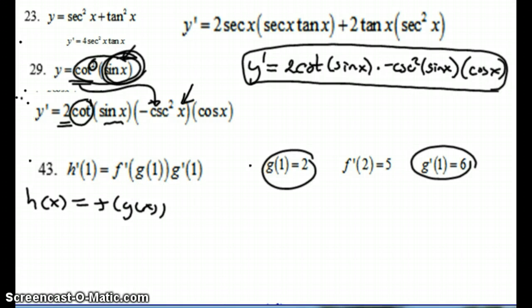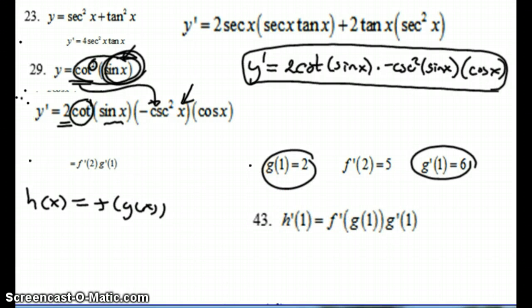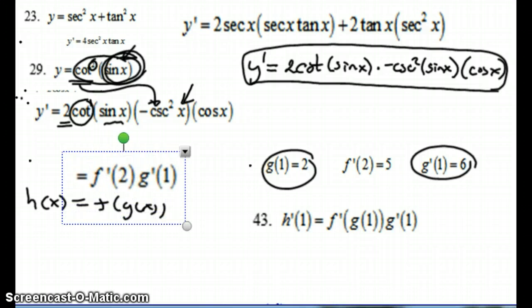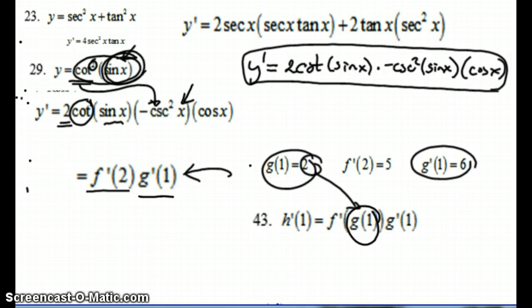The reason I looked for f prime of 2 is that, well, if g of 1 is 2, then what I really end up with is this. F prime of 2 times g prime of 1. Just making substitutions with the values I got. So I could substitute a 5 and a 6 and get 30 as my final answer.